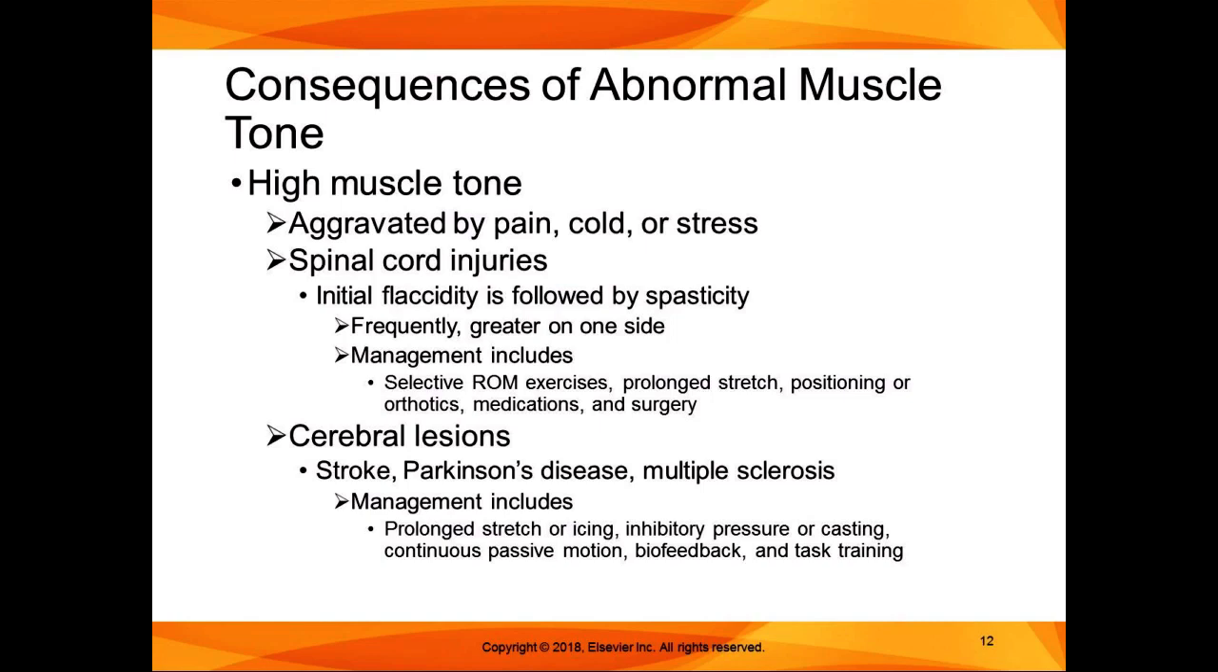Cerebral lesions like stroke, Parkinson's, multiple sclerosis, prolonged stretch or icing can be helpful in addressing muscle tone. Inhibitory or pressure casting, particularly with people that have contractures, continuous passive motion, biofeedback, and task training. So the task training, a lot of times for stroke recovery and Parkinson's and multiple sclerosis, those are important interventions. So you can see there's some modality interventions, but a lot of them are active interventions that we're doing.